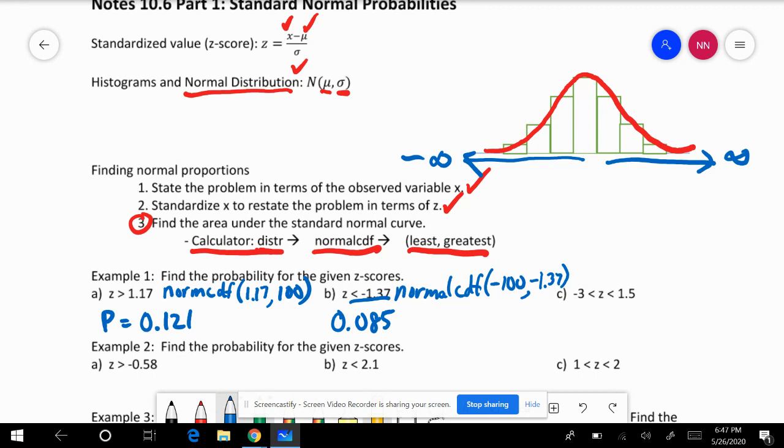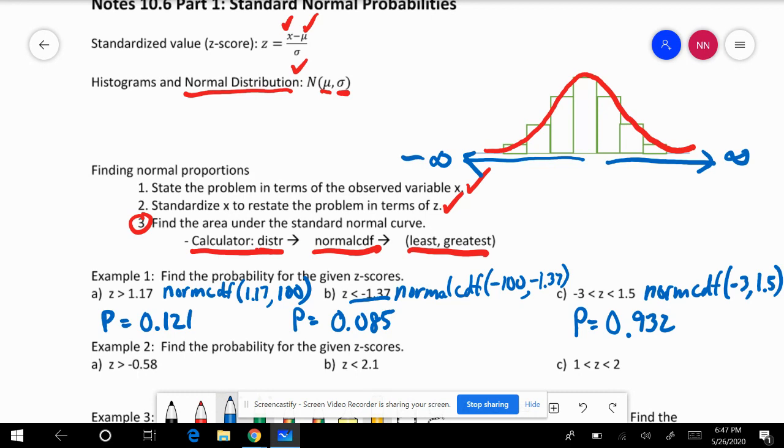And for letter C, we're going to do the same thing. We're going to do normal CDF, and we put our least value, which in this case is negative 3, then our greatest value, which is 1.5. We hit enter, and it gives us the answer of 0.932.